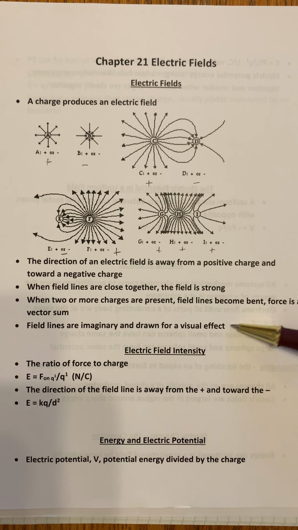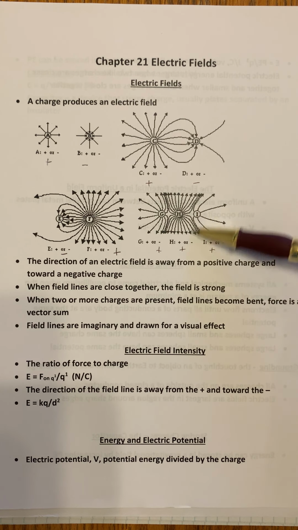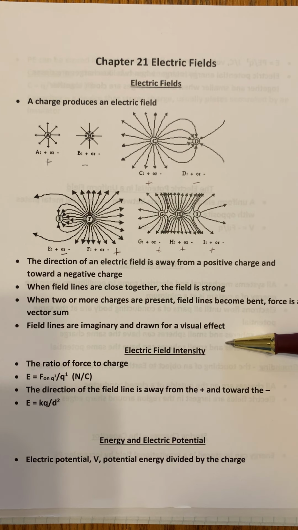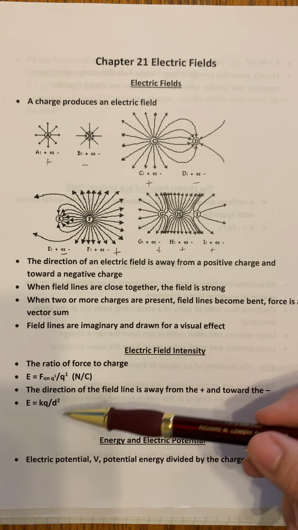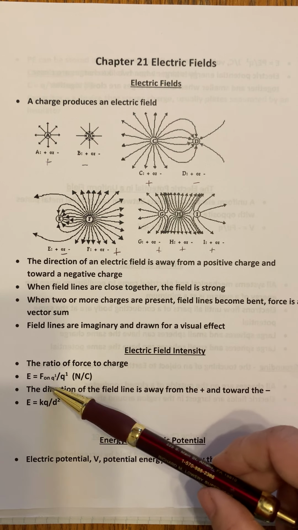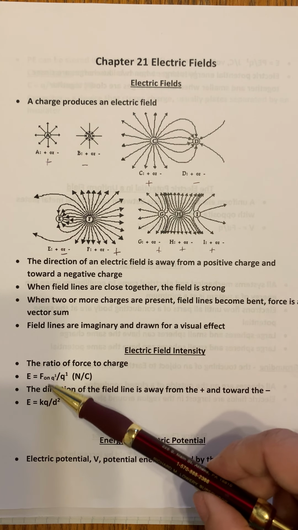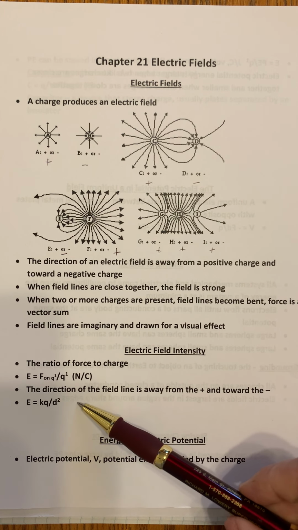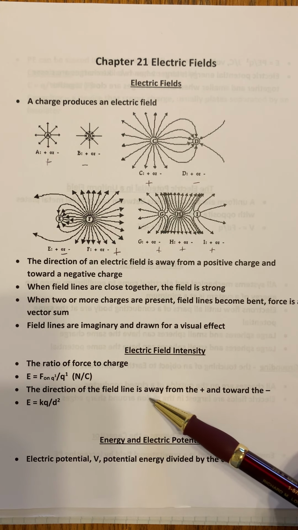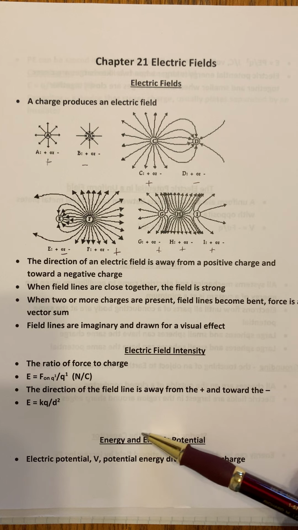And if you have different charges, they will bend the lines. You can see how they're bent. Field lines are imaginary. These are just drawn for visual effect. Electric field intensity: E is equal to the force on the test charge, divided by the test charge, in newtons per coulomb. The direction of the field line is away from the positive towards the negative.